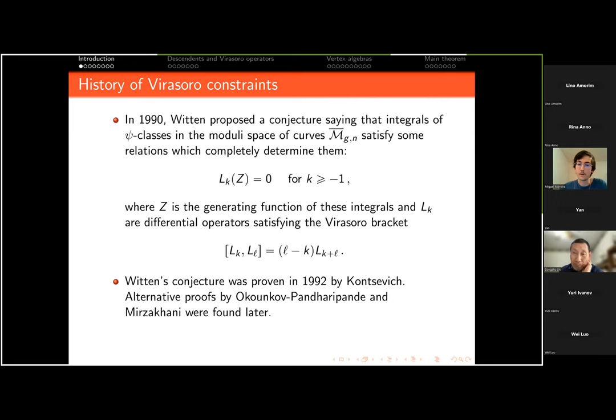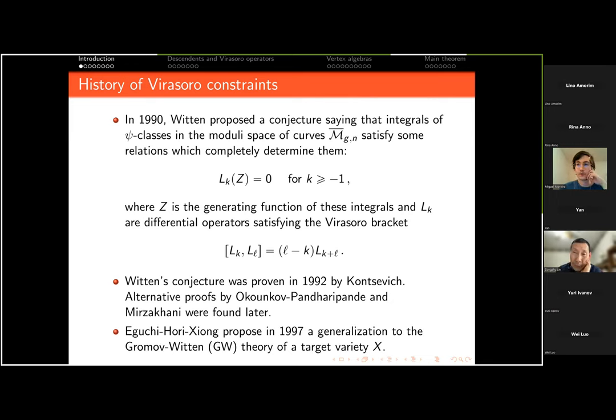Okay, and then this conjecture was extended by Eguchi, Hori and Xiong to the Gromov-Witten theory of any target variety. So this is a generalization in the sense that these integrals of psi classes in M_{g,n} bar are basically the Gromov-Witten invariants of a point. So more generally, for any target variety, you can get some similar type of constraints conjecturally. This is still quite a big open problem in Gromov-Witten theory, and except a few cases, most notably curves and toric varieties, this is not proven.